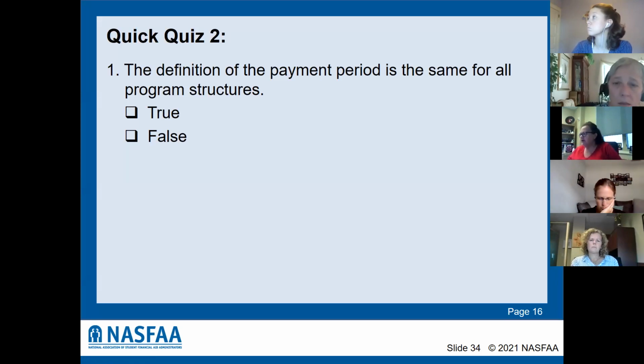And then we're going to give you another quiz. The definition of a payment period is the same for all program structures. So does a payment period, is it the same for all payment structures? So is it the same for an overlapping program that it is for a standard program? Think about it that way.